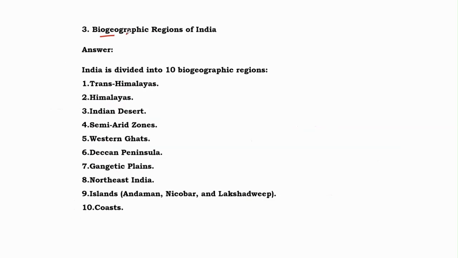Then you have biogeographical regions of India. So these are some biogeographical regions of India. There are 10 important regions: Himalayas, Indian desert, semi-arid zones, Western Ghats, Deccan Peninsula, then Gangetic Plains, northeast India, islands like Andaman, Nicobar and Lakshadweep, then coasts.